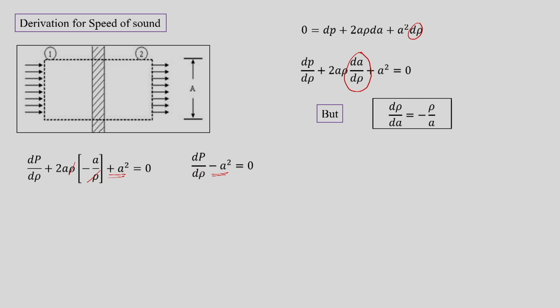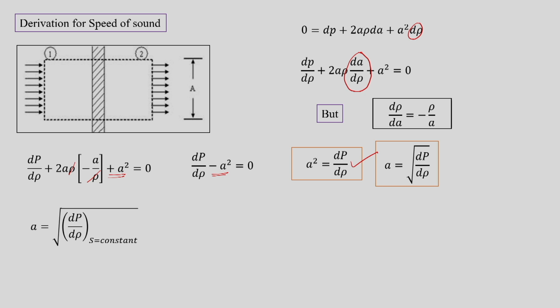So basically it leads to dP by d rho minus A square is equal to 0. So this is the speed of sound expression, which says that A square is equal to dP by d rho. So A is equal to square root of dP by d rho. But here the changes are so small such that we can treat this as an isentropic condition, where practically dP by d rho is the variation of pressure with respect to density changes at constant entropy.